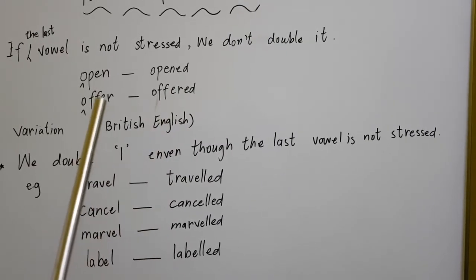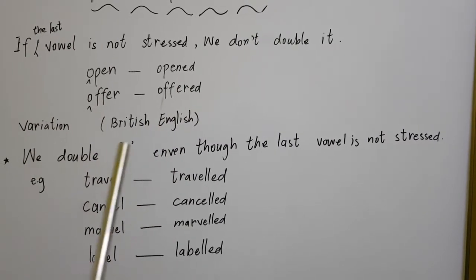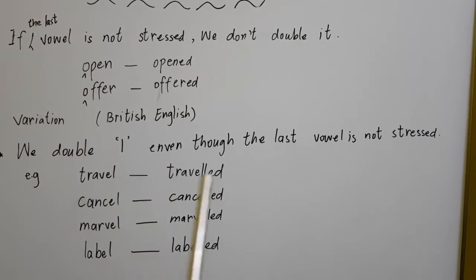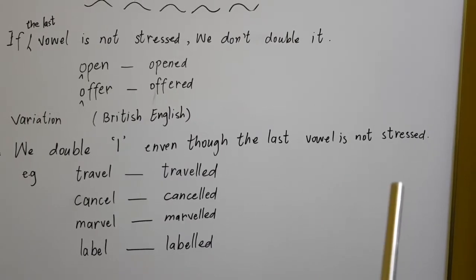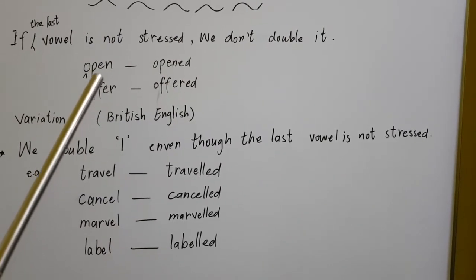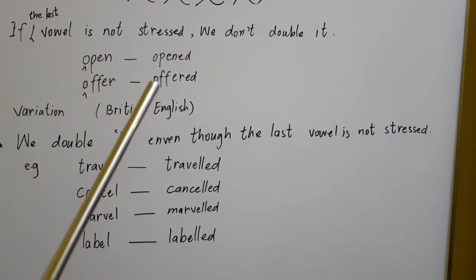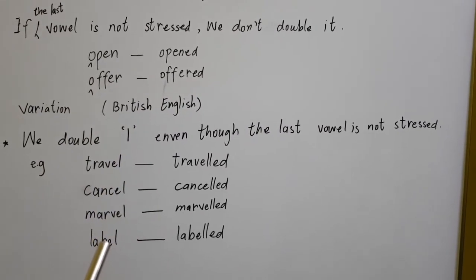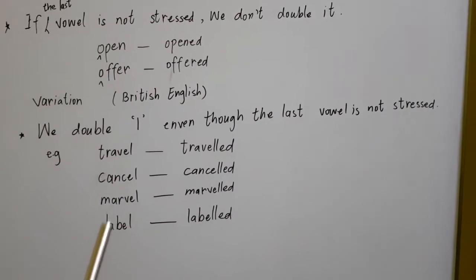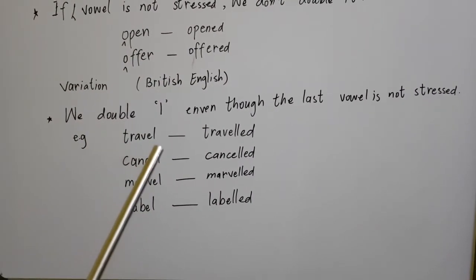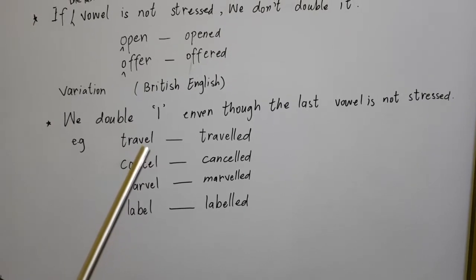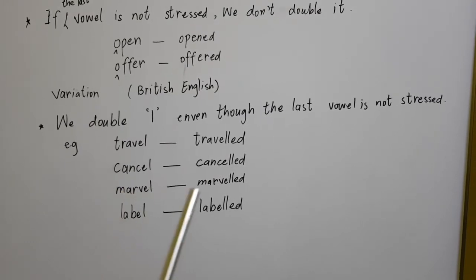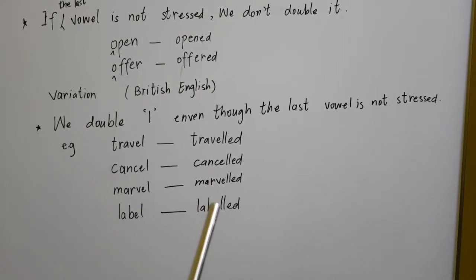But in this rule there is also a variation: in British English we double L even though the last vowel is not stressed. Here we have read that if the last vowel is not stressed, we don't double. But if there is L at the end, we will double it, even though the last vowel is not stressed. Just like travel. Now see that E is not stressed here. Travel, travelled. Cancel, cancelled. Marvel, marvelled.